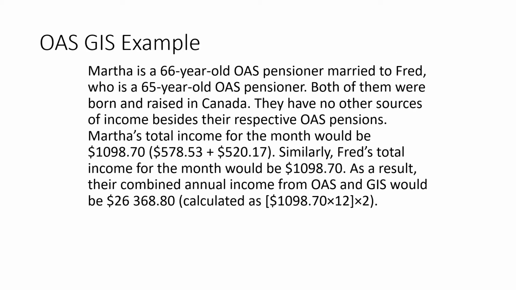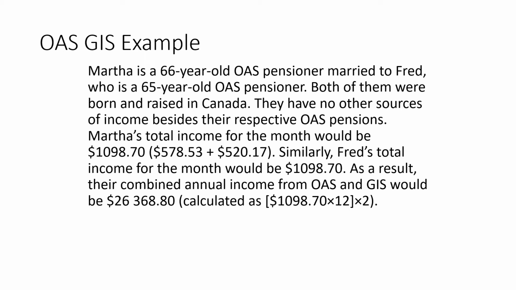Here is an example of OAS and GIS calculation. Martha is a 66 years old OAS pensioner married to Fred, who is a 65-year-old OAS pensioner. Both of them were born and raised in Canada. They have no other sources of income besides their respective OAS pensions.